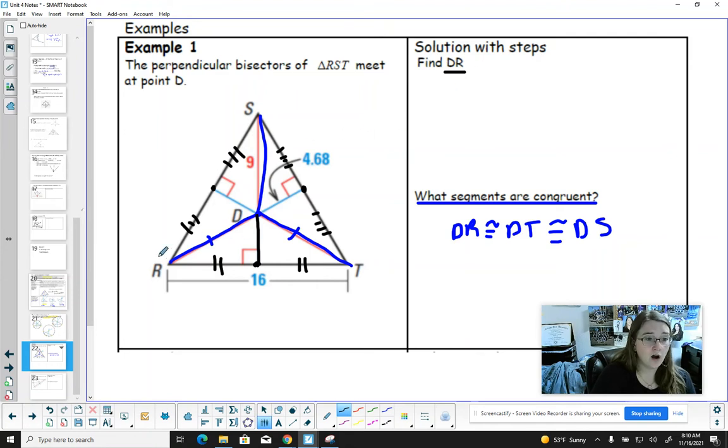If we want to find DR, what you have to realize is, what is DR equal to? And in fact, we know what DR is equal to. Do you guys see what DR should be equal to? Well, DR is equal to DT, which is equal to DS, and I know DS. So these 3 will be the same. Therefore, DR is also 9. Very easy again, knowing what matches together. Boom, there's our answer. But we just have to know what matches.